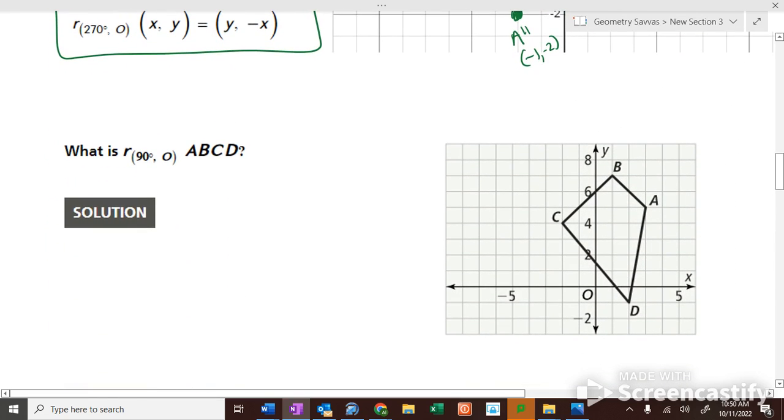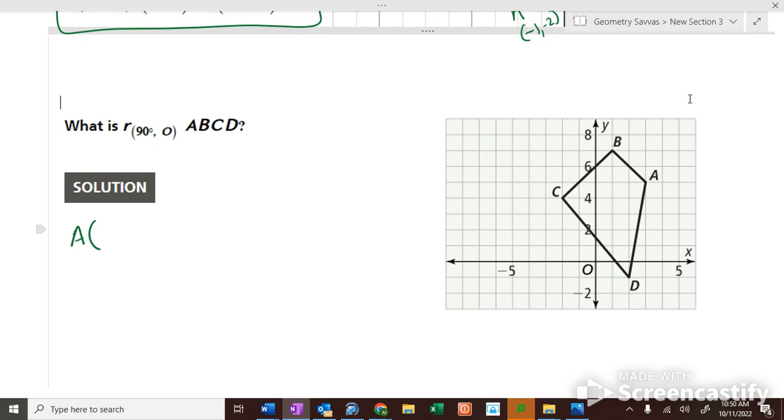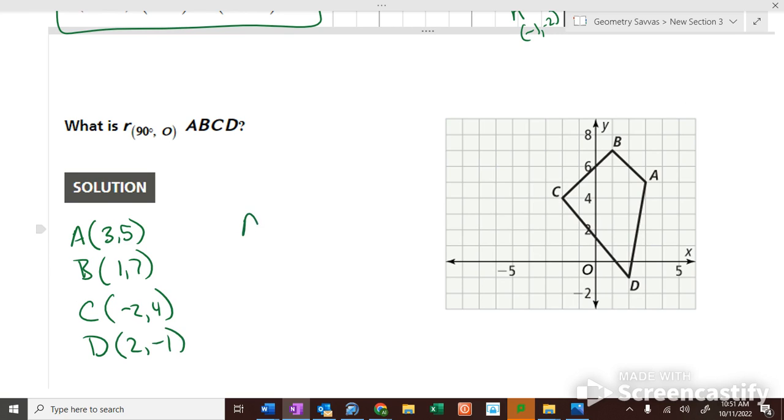So we're going to rotate this 90 degrees. Now, A starts out at the point 3, 5. B starts out at the point 1, 7. C starts out at the point -2, 4. D starts out at the point 2, -1. I want to know where A prime, B prime, C prime, and D prime are.